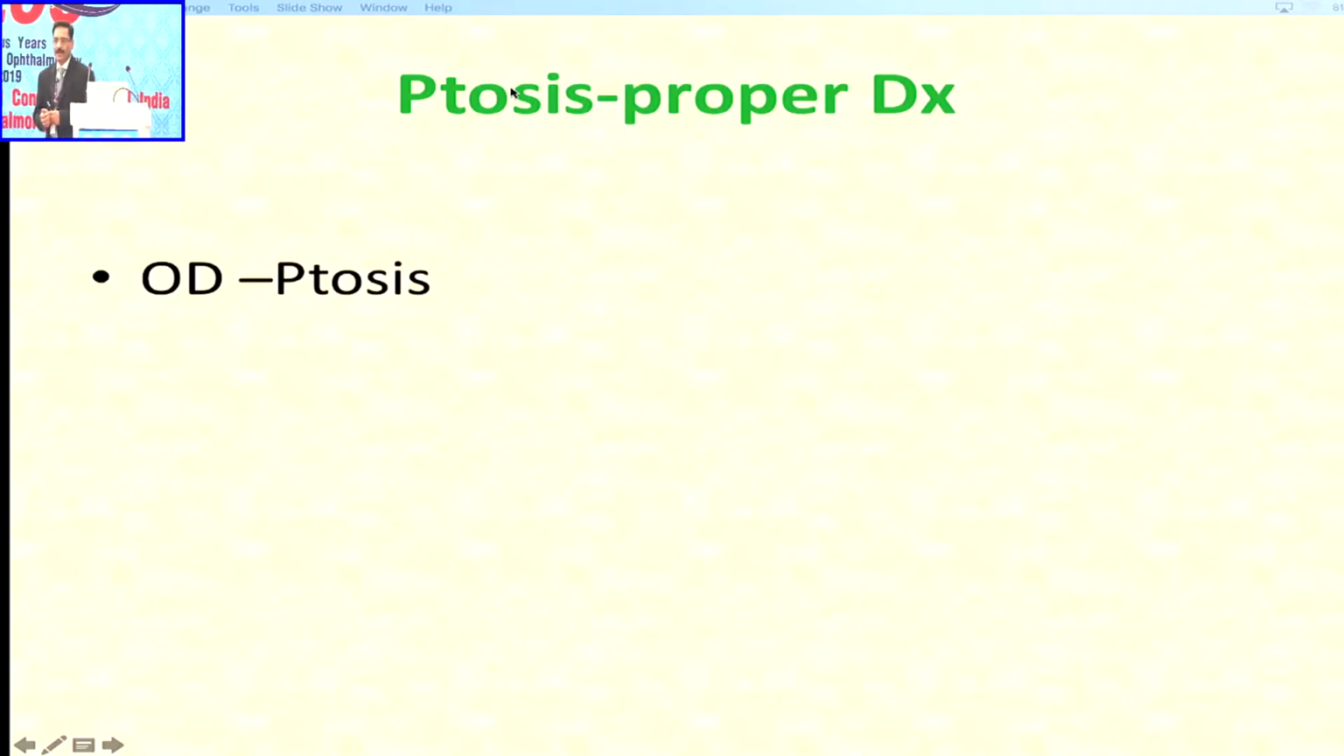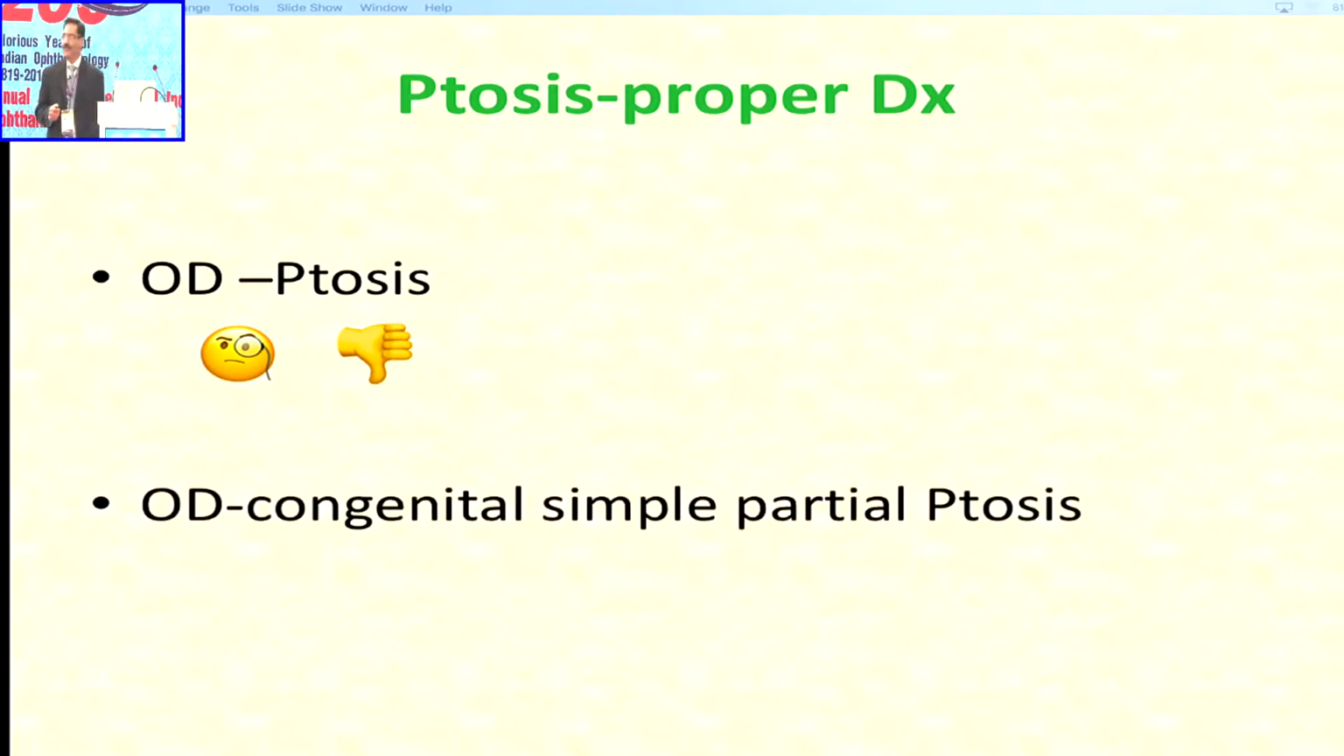So whenever you get a case of ptosis, an examiner asks you what is your case, what is the diagnosis of your case, and you say my case is of right eye ptosis, automatically the examiner will frown at you and he'll judge that the boy or girl is not very good in the subject. And if you tell the diagnosis like this, that my patient is having right eye congenital simple partial ptosis, it means your patient is having congenital ptosis, which is simple, not complicated, not associated with any other problem, and partial because some amount of palpebral fissure is there.